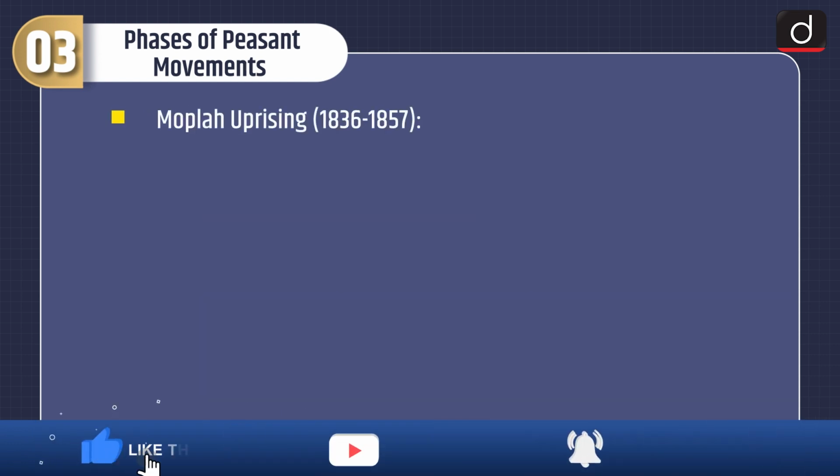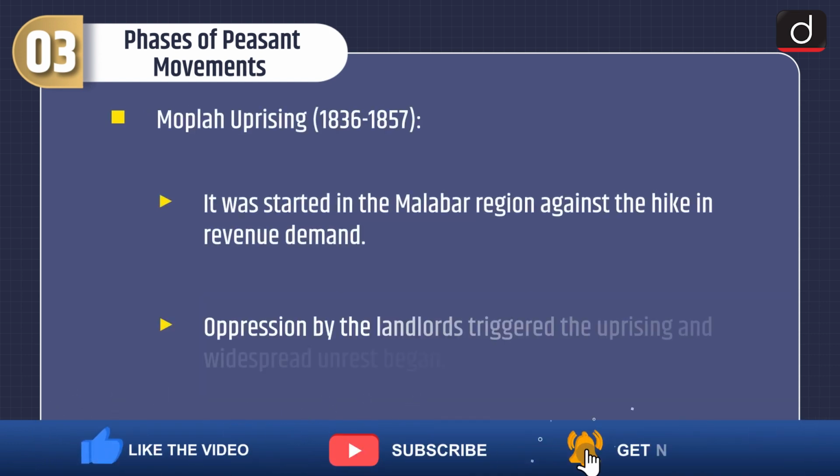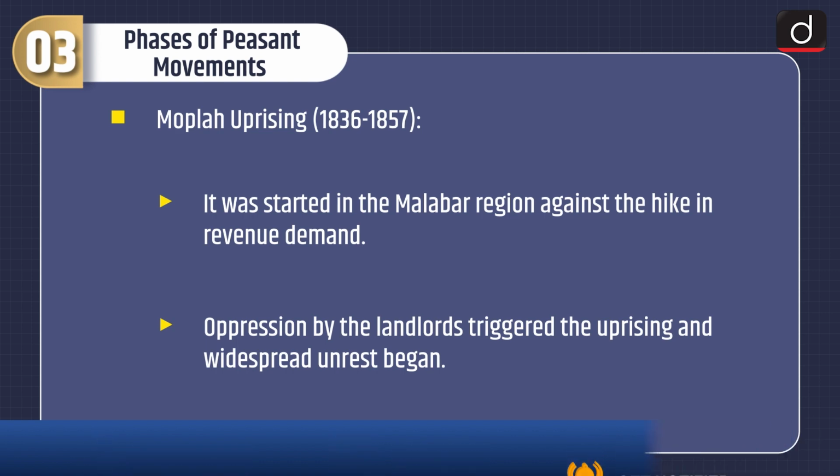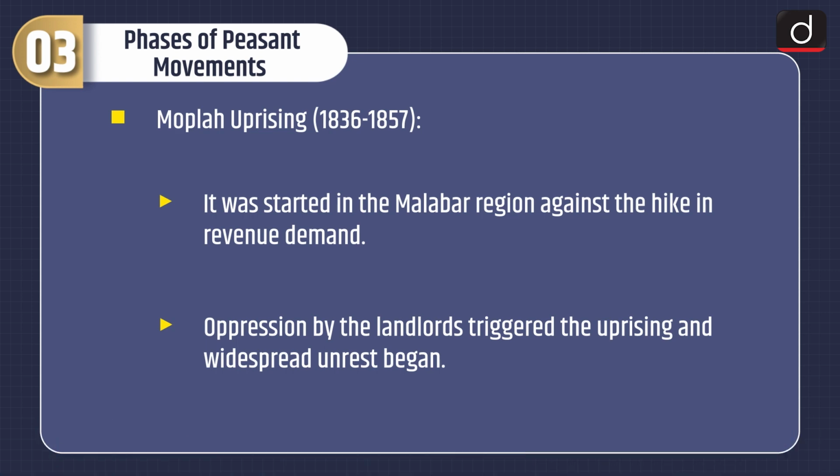And the Moplah uprising, 1836 to 1857. It started in the Malabar region against the hike in revenue demand, and the oppression by landlords triggered the uprising and widespread unrest began.